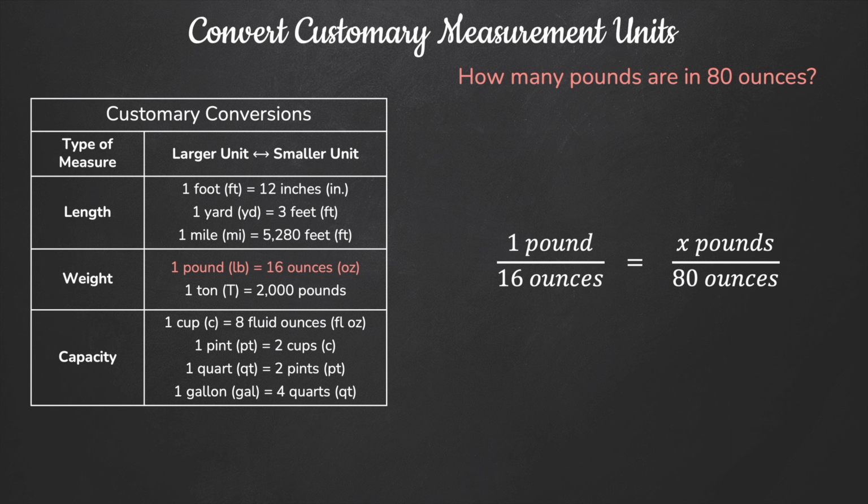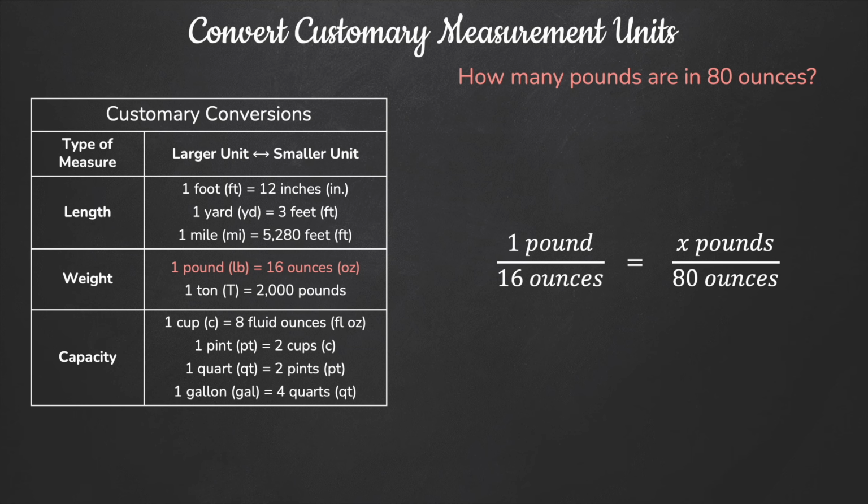Then we're going to take the information from our question. So our question said, how many pounds are in 80 ounces? We don't know how many pounds there are in 80 ounces, so we write X pounds. And then we know that there's 80 ounces, so we just write down the 80 ounces. Notice that in our numerators, we're talking about pounds, and in our denominators, we're talking about ounces. We're going to keep the same unit on the top and the same unit on the bottom.